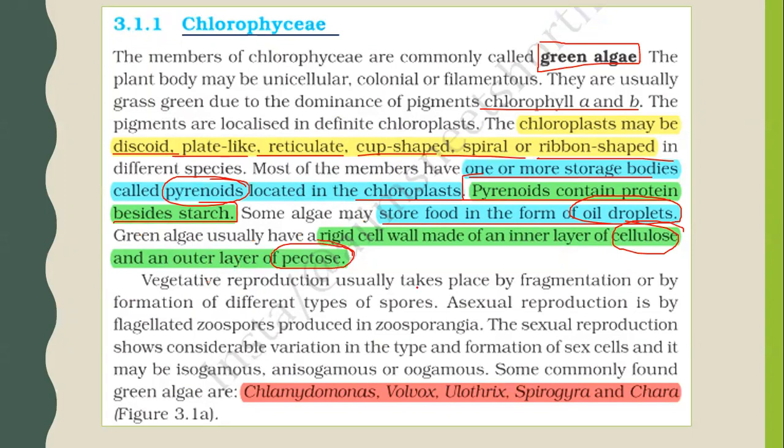Vegetative reproduction usually takes place by fragmentation or by the formation of different types of spores. Asexual reproduction is by flagellated zoospores. Zoospores are motile, that is, they are flagellated. A gamete can only be motile if it is flagellated. Examples we have already studied: Chlamydomonas, Volvox, Ulothrix, Spirogyra, and Chara. In the BioShort video inside our playlist, you will find the mnemonic for this. Clear?